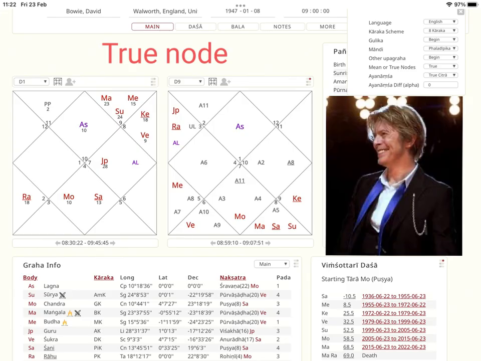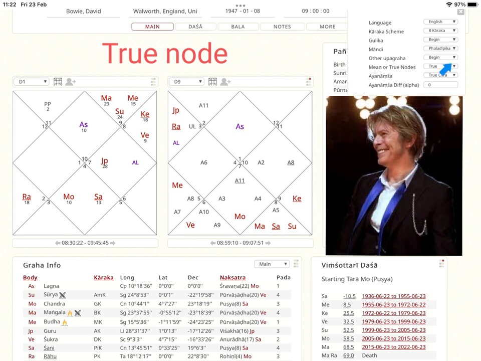An example, everybody, David Bowie's chart with the true node. We'll look at the mean node in a minute. You know, doing this video has made me look very carefully at the charts I'm uploading, because sometimes I may have had it by default on true node. Whoops! I'm going to really check that now in the future, everybody. But look, this is a very good example of the mean node working.